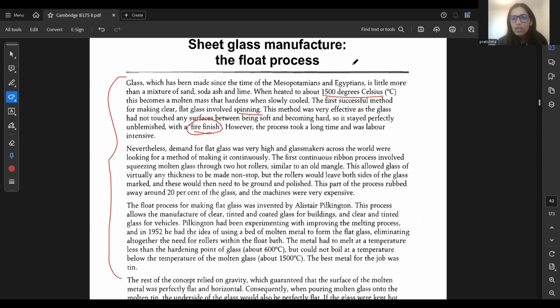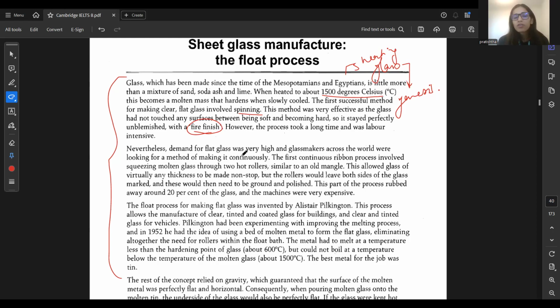It's talking about the process of heating glass, right? Heating glass. This is like the process. This is the genesis of this. Genesis means the beginning, right? So I know a little bit of the process has been explained in the first paragraph.